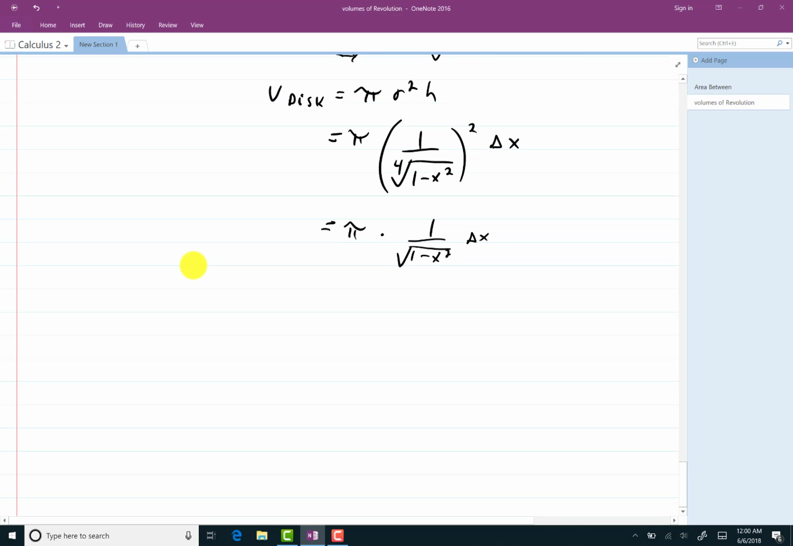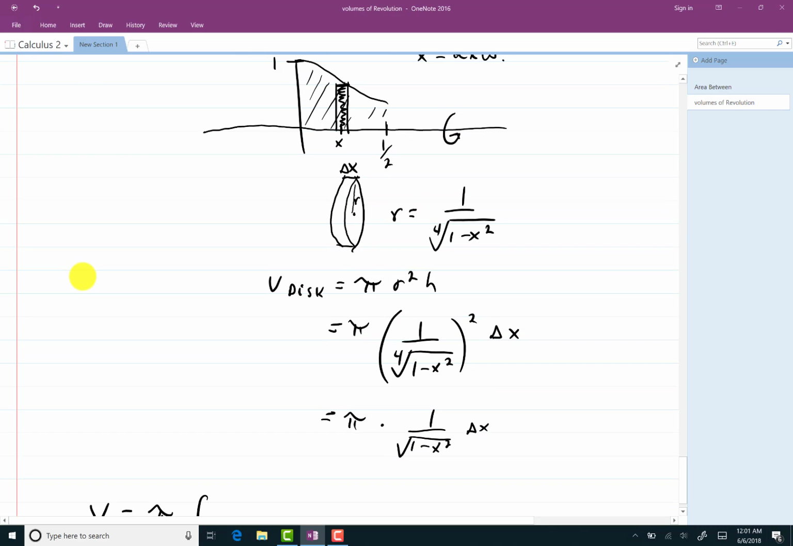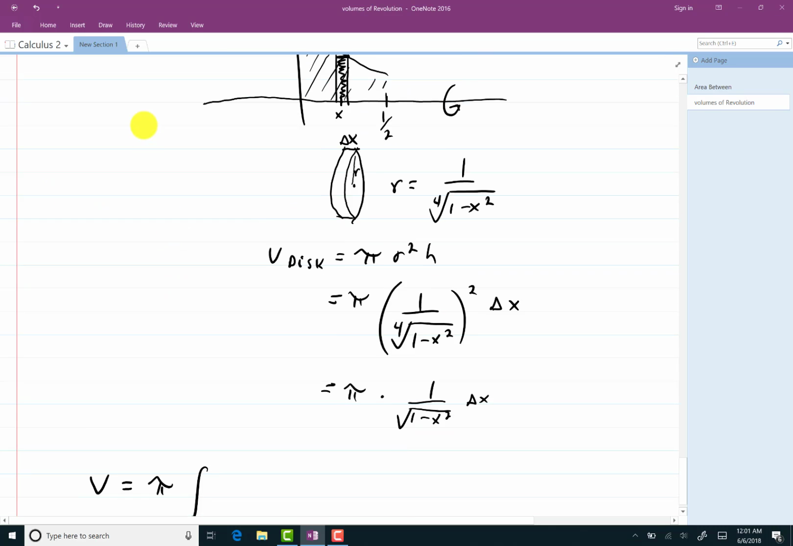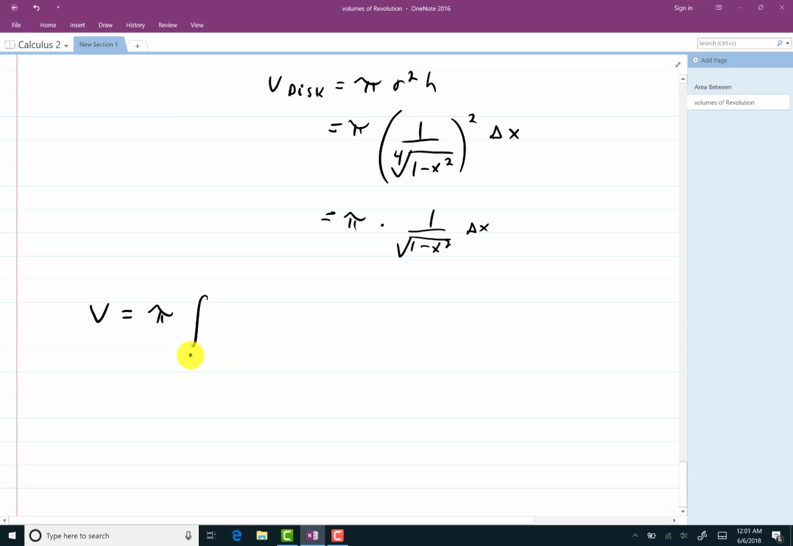So then the volume for my answer will equal pi. What are our limits of integration? They're going to go from 0 to 1/2. And then I'm going to have 1 over the square root of 1 minus x squared dx. I'm missing something here. Do you remember I said I had to multiply my final answer by 2? So let me get this out of here.